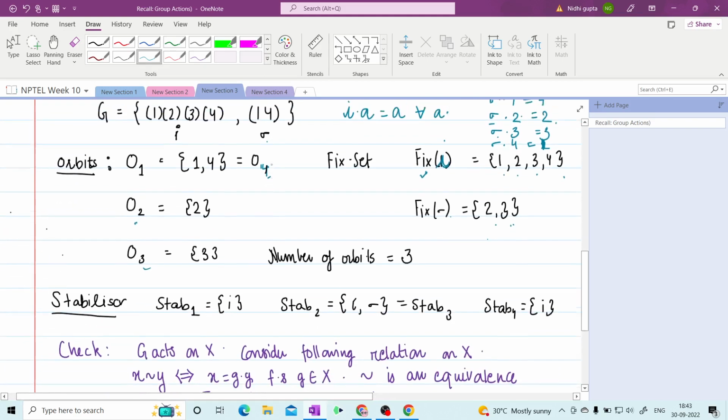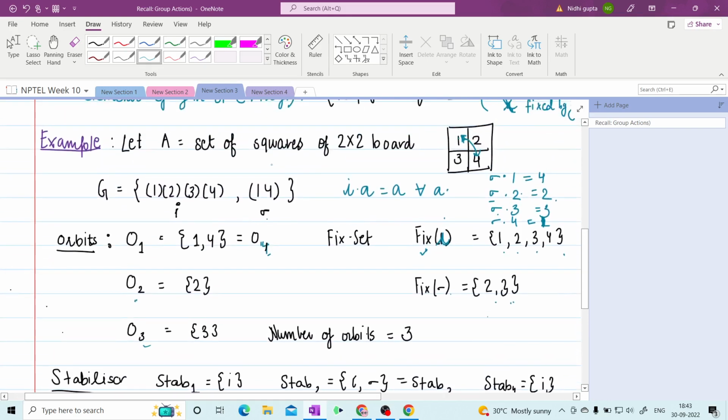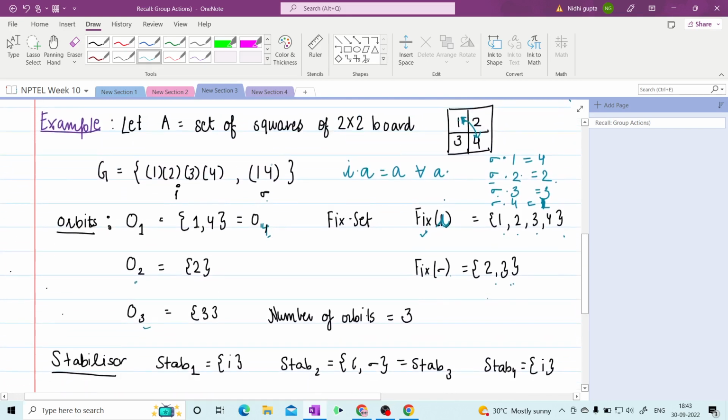And now the next thing is the stabilizer. So the stabilizer of 1, as I was saying previously, the stabilizer is a subset of G. So if we have to find the stabilizer of 1, we are basically looking at all the elements of G which are leaving 1 unchanged. So what among I and sigma is leaving 1 unchanged? I, the identity. Therefore the stabilizer of 1 is identity.